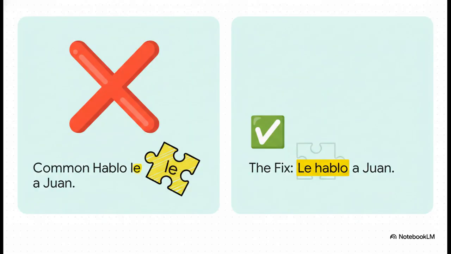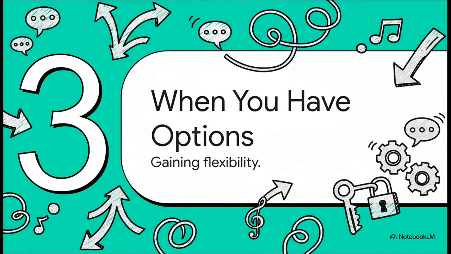Now, this is the number one trap for English speakers. We want to say hablo le a Juan, because in English we say I speak to him. The order feels natural to us. But in Spanish, you just got to flip it. The fix is always, always to slide that pronoun right before the verb. Le hablo a Juan.